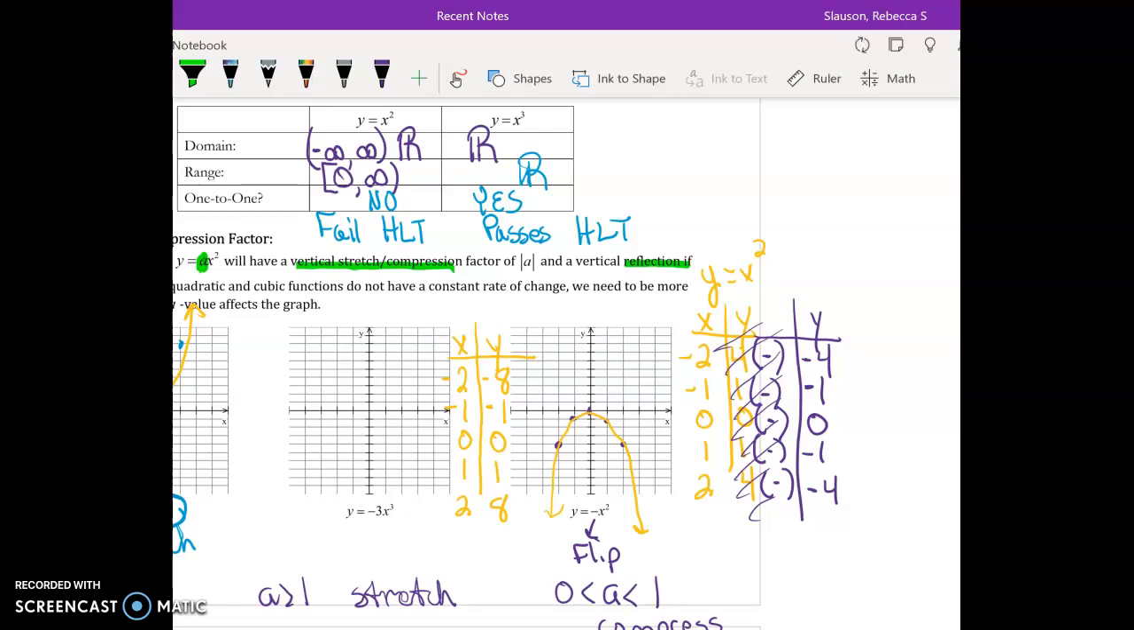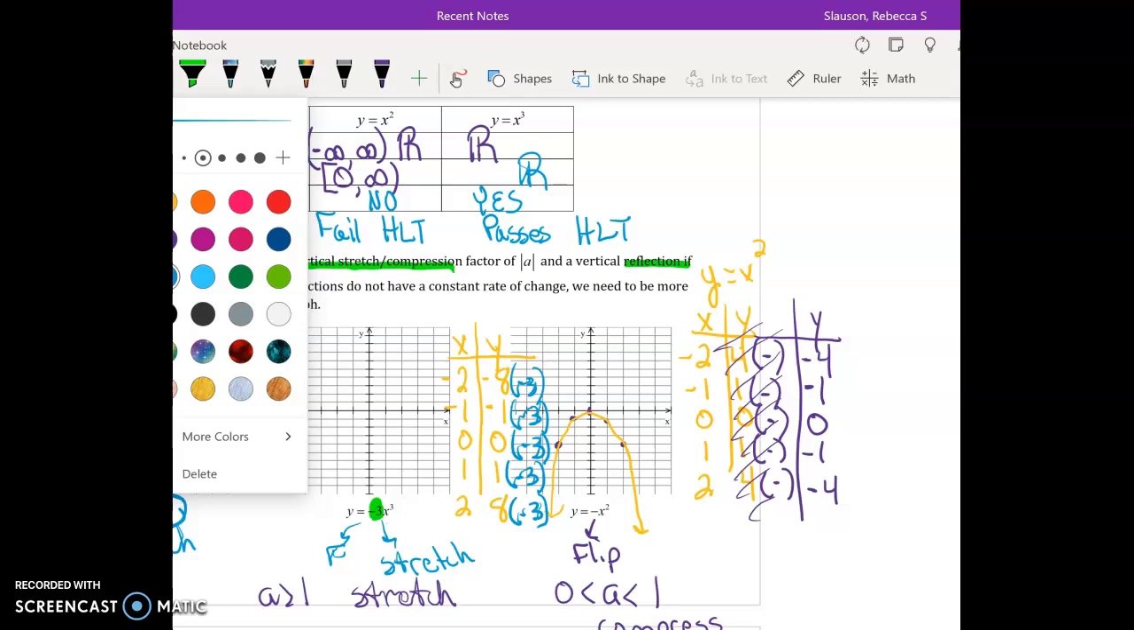So now what I have is a negative 3. The negative is going to flip it, and the 3 is going to stretch it because it's bigger than 1. So let's graph these points. Let's first apply our flip and our stretch. So I'm going to take all my y values and multiply them by that negative 3. Negative 3, negative 3, negative 3, negative 3, negative 3. And when I do that, I'll get all new y values.